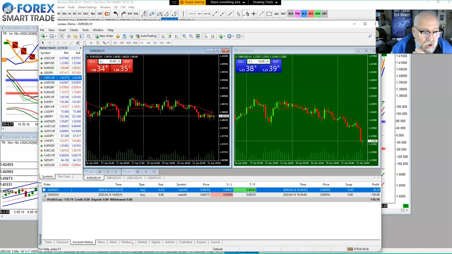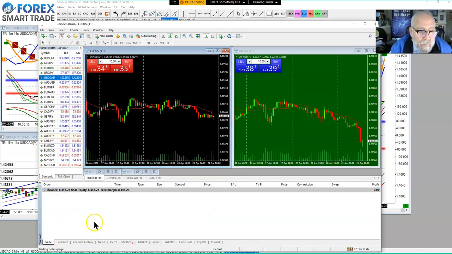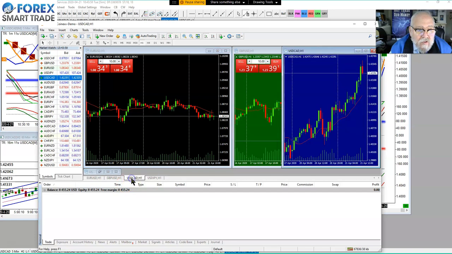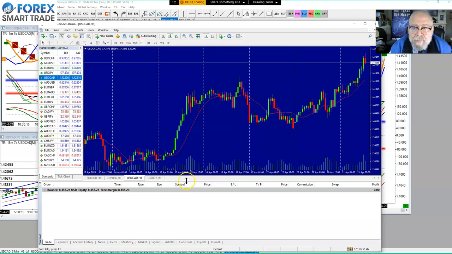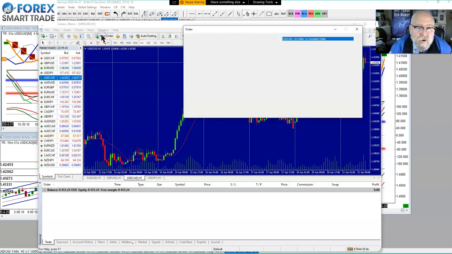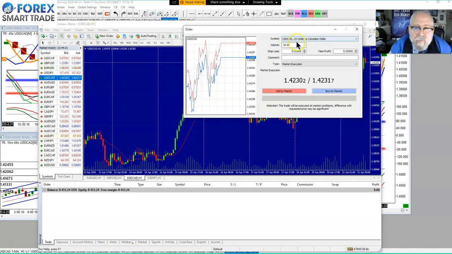I'm going to open up my chart, go to trade. So I need to open up the chart. So here is the USD Canadian chart. If I didn't have the chart open, I would go to File, New Chart, and I'd look for the group in here. And here it is right up top, USD. So I would open it up. Then I go to New Order. I'm going to confirm that I have the correct symbol here.